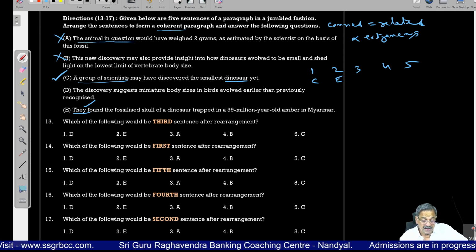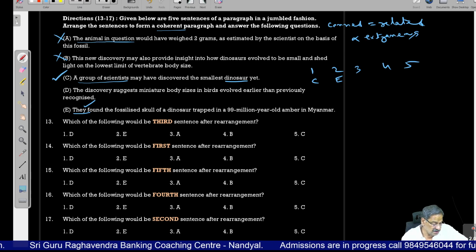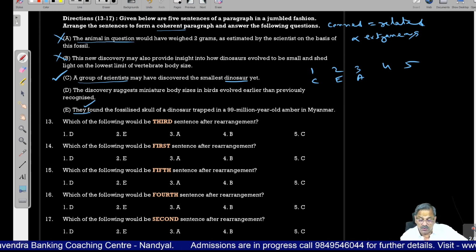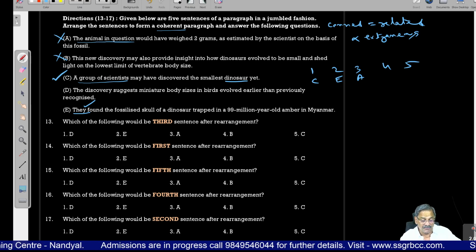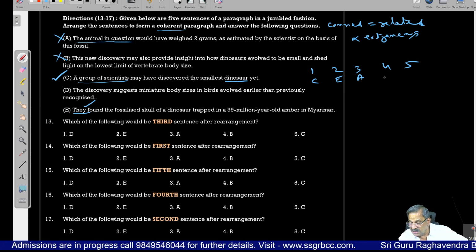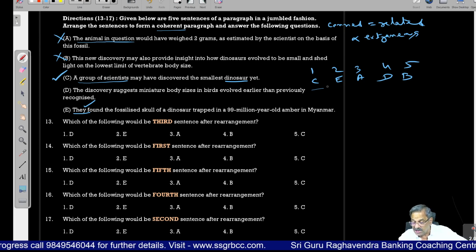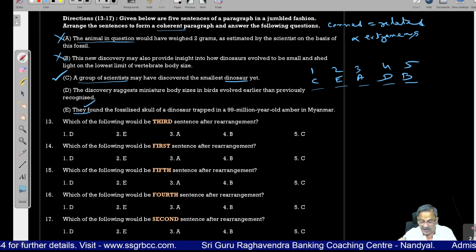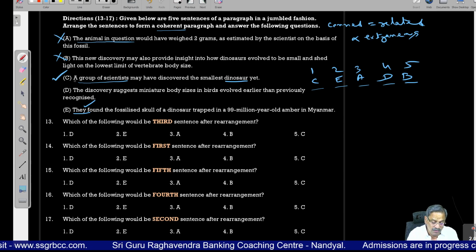Then now they found the fossilized skull of a dinosaur. The animal in question. So A: the animal in question would have weighed 2 grams as estimated by the scientist on the basis of this fossil. Now we are left with B and D. This new discovery ended with B. So C, E, A, D, B. How did we get here? We won't start with the animal in question, we don't know the animal. We don't start with this, we don't start with they. So we may start with C or D.